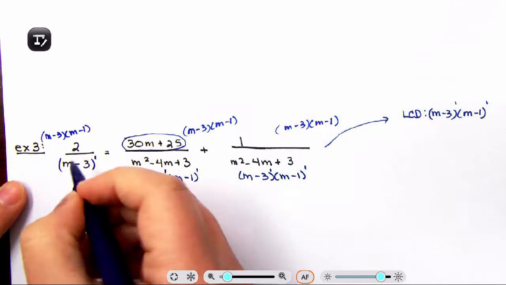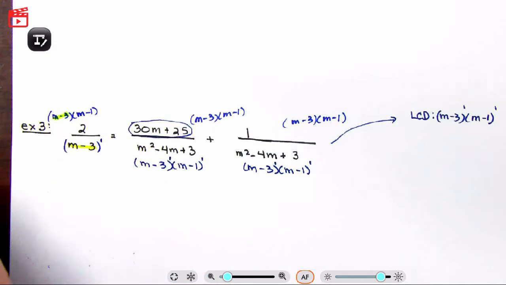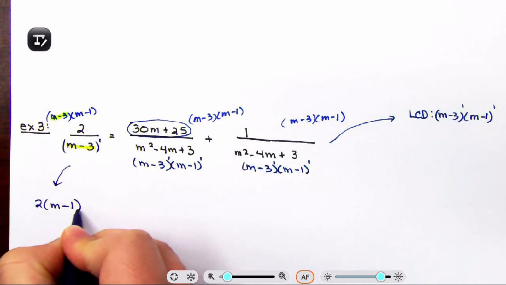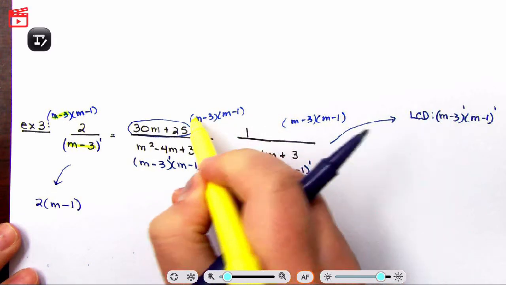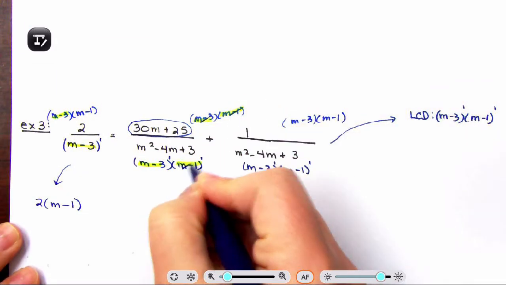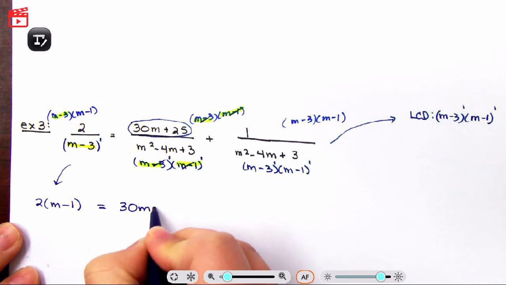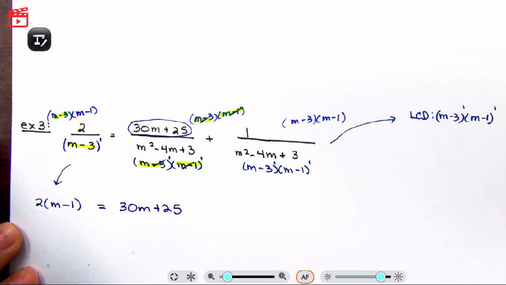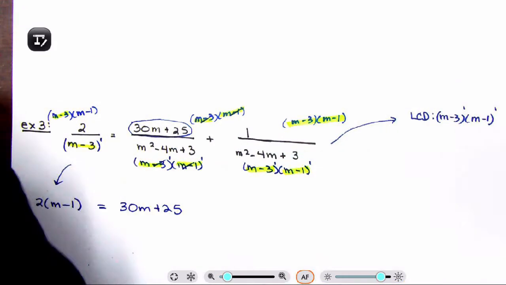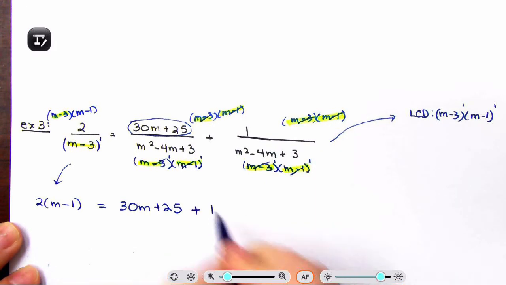So let's go ahead and multiply out. I see a m minus 3, m minus 3, those cancel. So what do I have left over here? I have 2 times m minus 1 for this term. I have an m minus 3, m minus 3, m minus 1, m minus 1. So I'm doing a happy dance because all of these cancel out. So what am I left over with? I'm just left over with that 30m plus 25. Here, what am I having? I have an m minus 3, m minus 3, m minus 1, m minus 1. So what am I left over with? These cancel out, these cancel out. I'm left over with just 1.